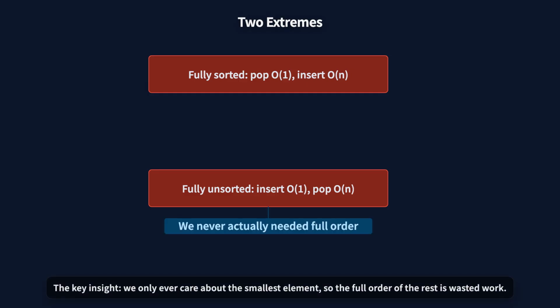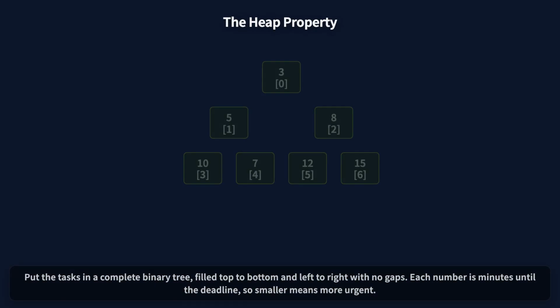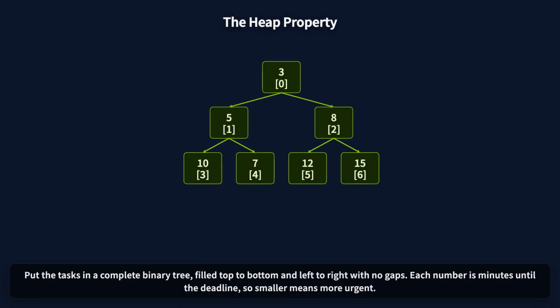The key insight: we only ever care about the smallest element, so the full order of the rest is wasted work. Put the tasks in a complete binary tree, filled top to bottom and left to right with no gaps. Each number is minutes until the deadline, so smaller means more urgent.